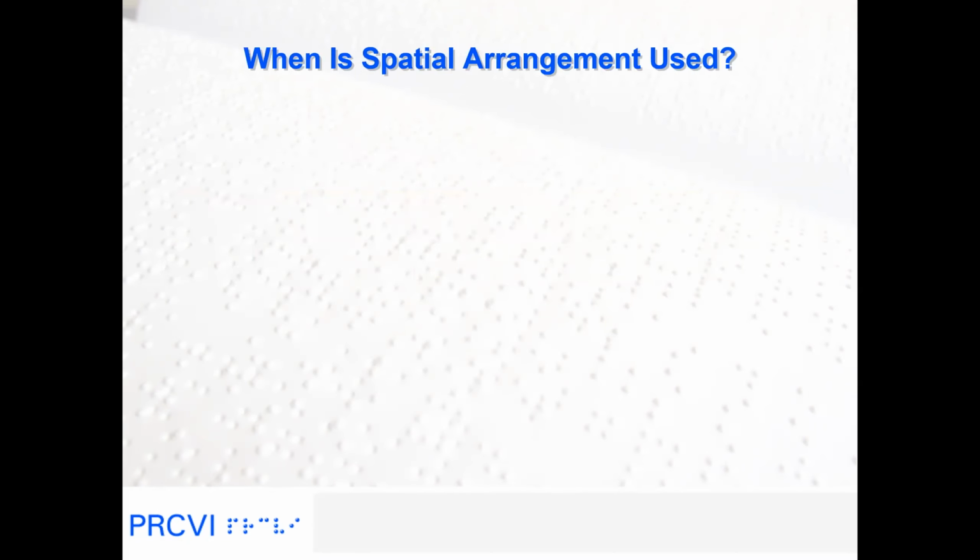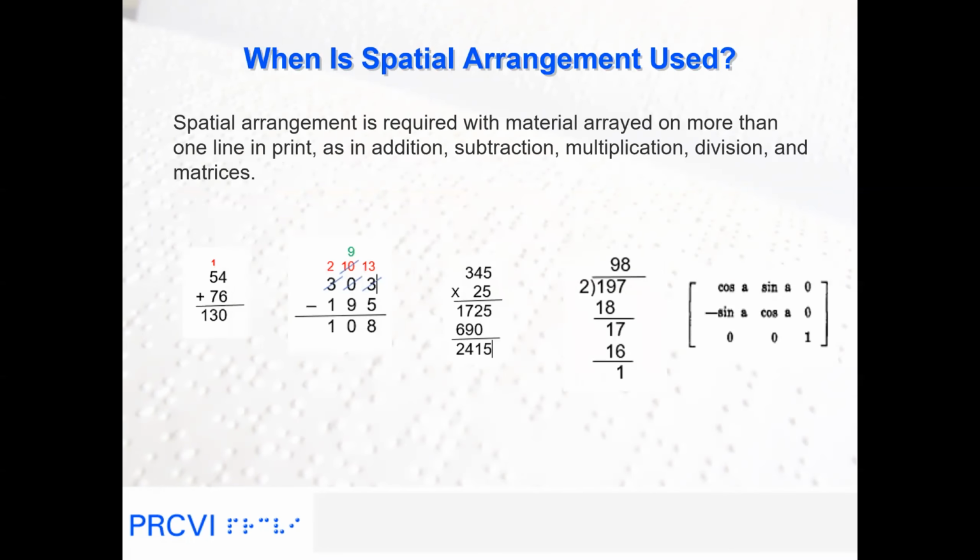When is spatial arrangement used? Spatial arrangement is used with material arrayed on more than one line in print, as in addition, subtraction, multiplication, division, and matrices.